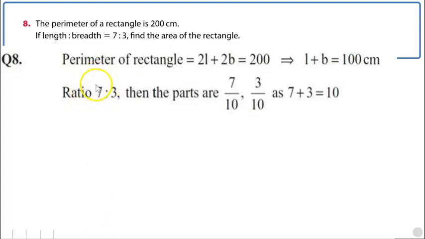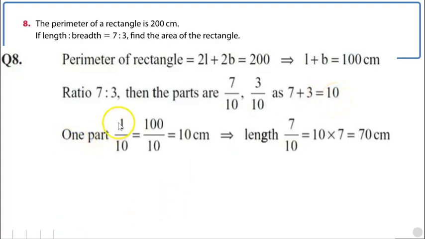So we know from the question that the ratio is 7 to 3, and 7 plus 3 is 10. So the denominator is going to be 10 for each of our fractions. So the parts are going to be 7 over 10 and 3 over 10, because 7 plus 3 is 10.